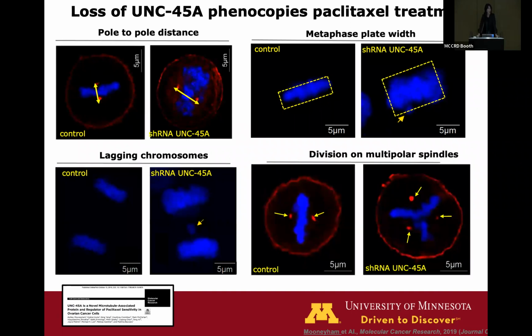These are cells that are dividing. We have done a knockdown of ANC45, and you can see that in the condition of loss of ANC45, you have an increase in the pole-to-pole distance, an increase in the metaphase plate width, lagging chromosomes, and cell division on multipolar spindles, which eventually will lead to some cells surviving and some cells dying.